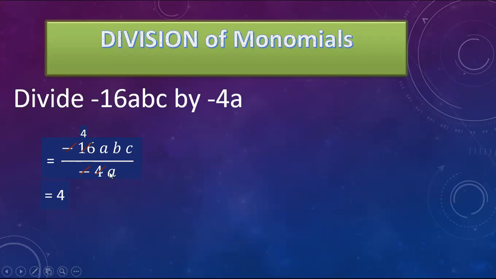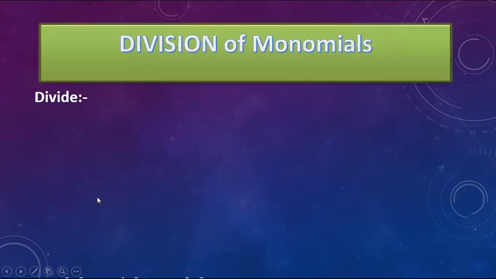Now, students, here a is there in the numerator and denominator. So a and a will be cancelled. So we get bc. We get the answer 4bc. Okay, we get the answer 4bc. Now here, a binomial term is in the numerator and a monomial is in the denominator. Okay, binomial means two terms are there.